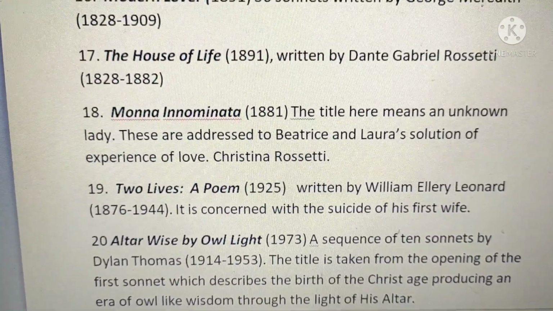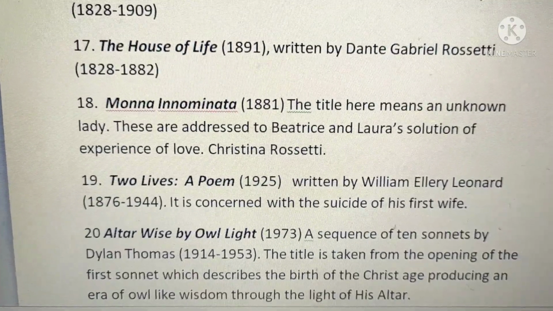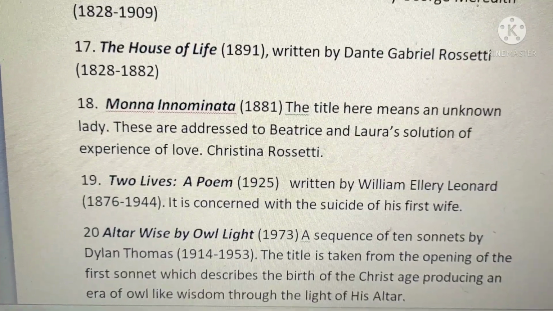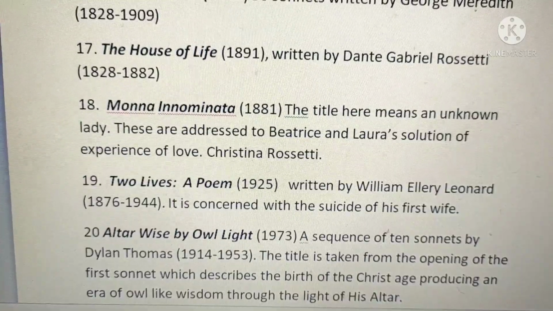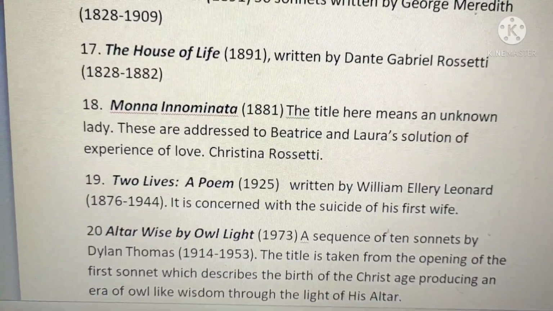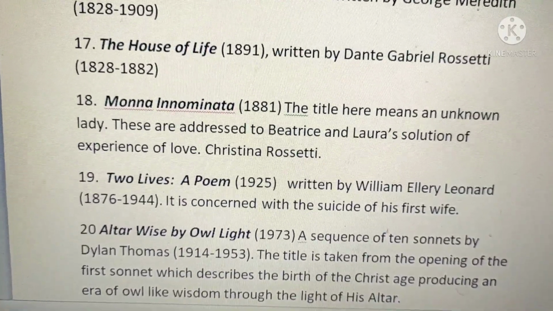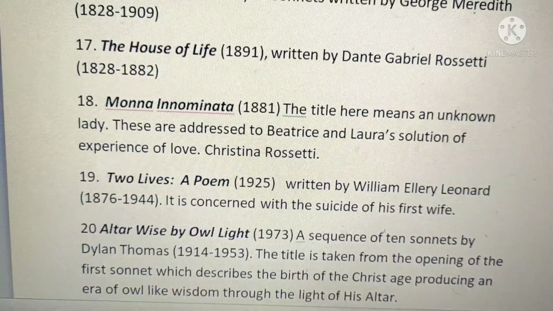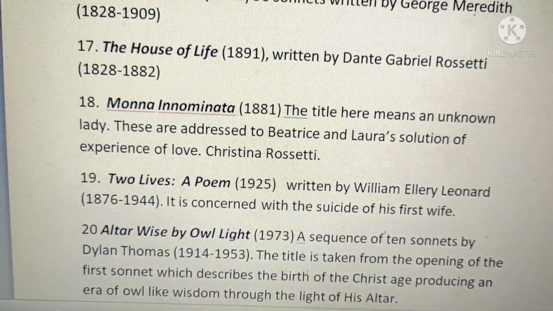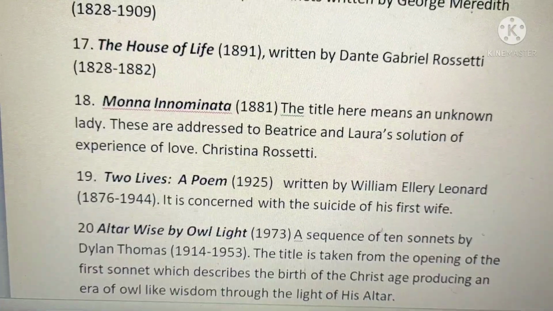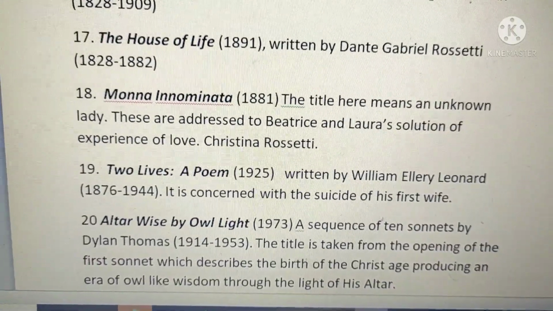Then Two Lives, a poem, is also a sonnet written by William Ellery Leonard. It was written in 1925. It is concerned with the suicide of his first wife.